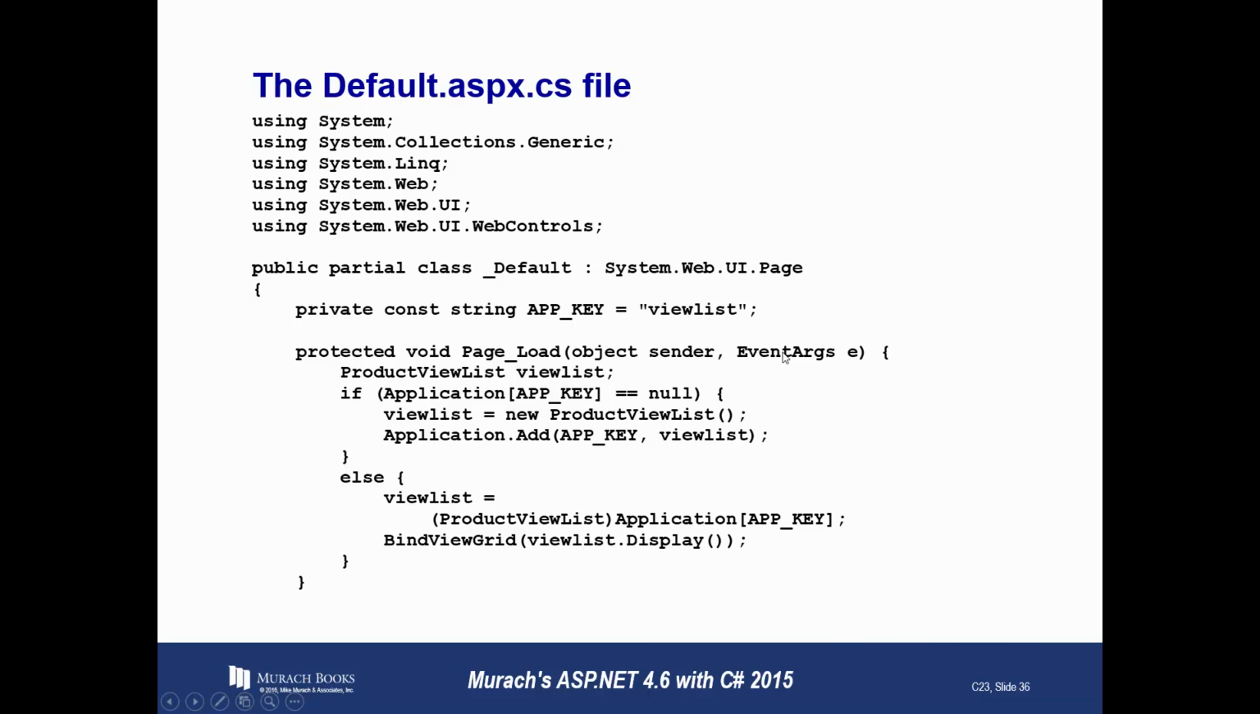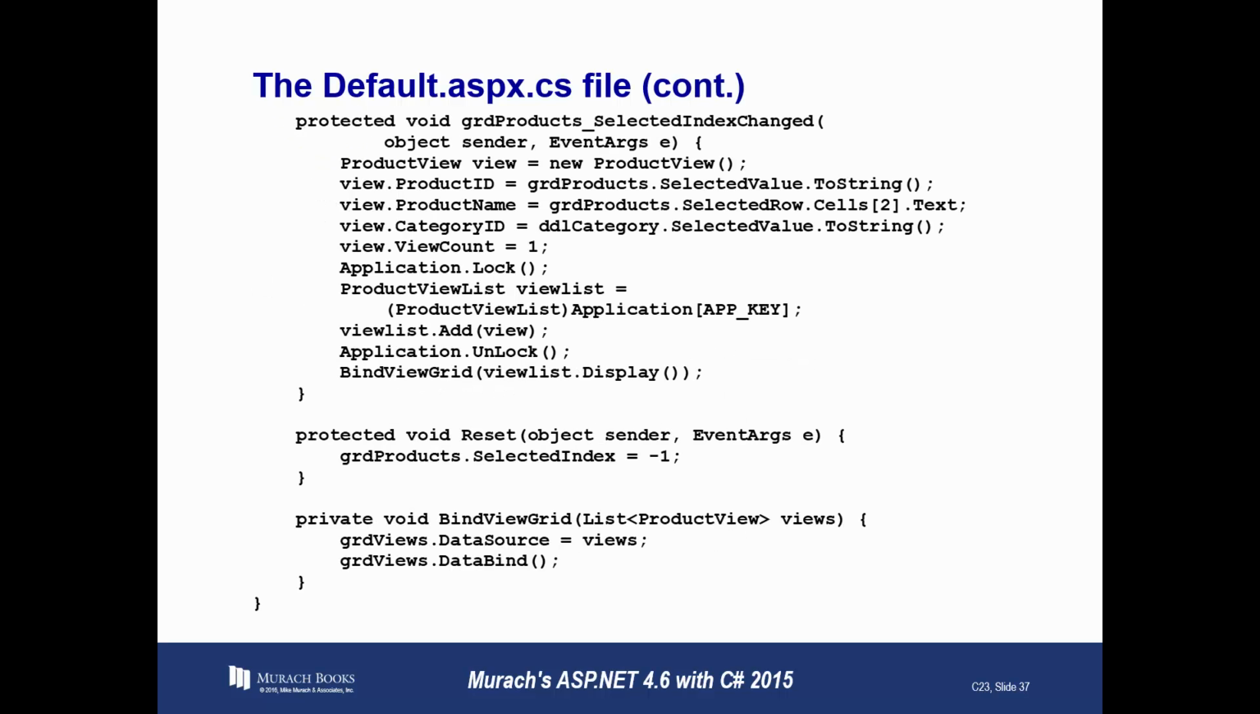So first we've got the page load event handler, which starts by declaring a product view list object named view list. Then it checks the application state to see if it contains an item with the same name as the app key. If it doesn't, a new object is created. Second, in here, we've got the selected index changed event of the product's grid view control, which is fired whenever the user views a product. The third thing that's in there is reset, and as you can see, it is called by both the category dropdown and the clear details button.